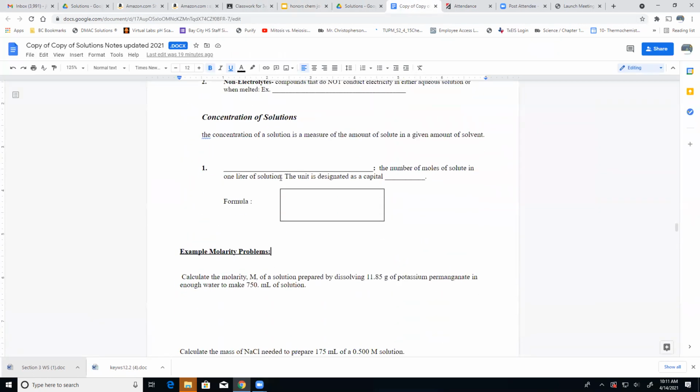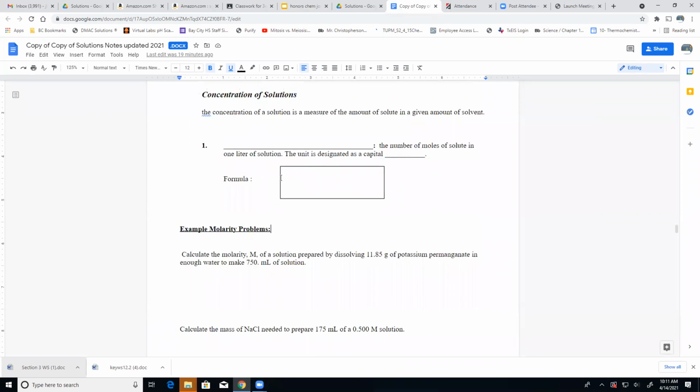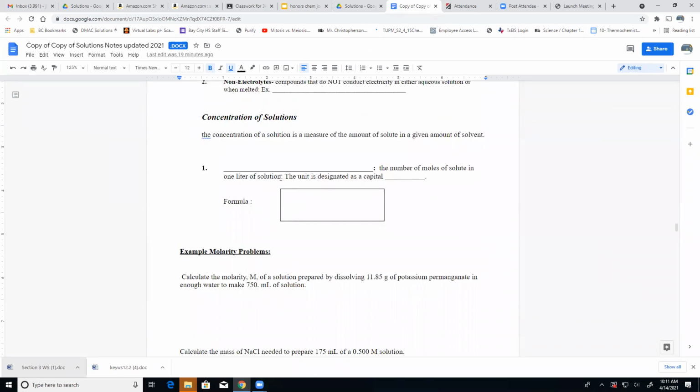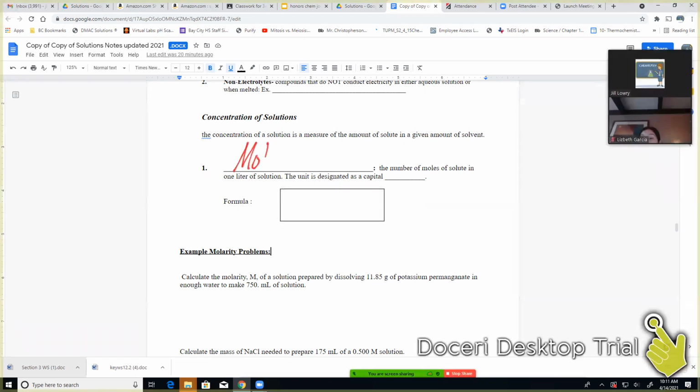All right. So we are right here. And we're going to be looking at a couple of formulas today. They're pretty similar. All right. So the first one is the most common one. And it's called molarity.